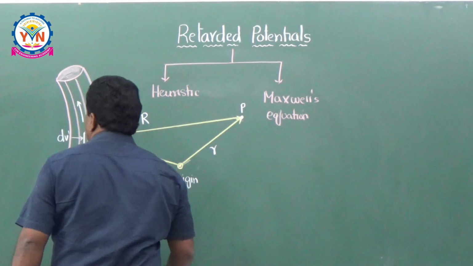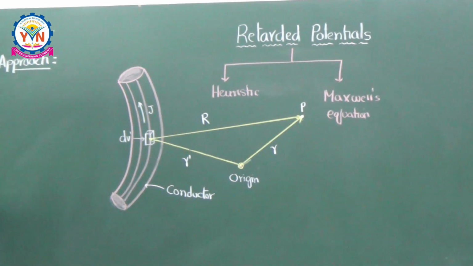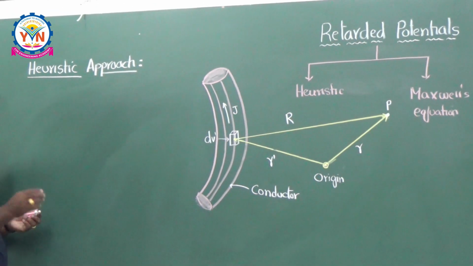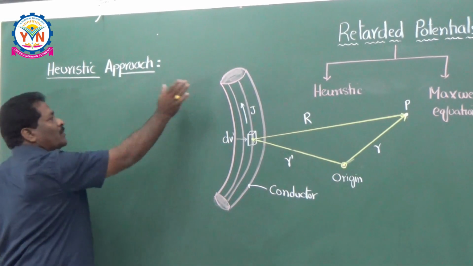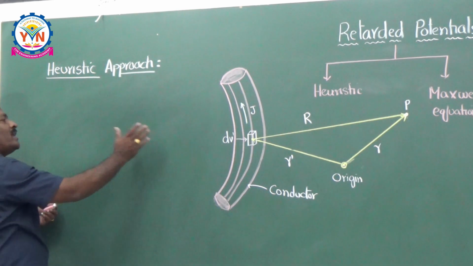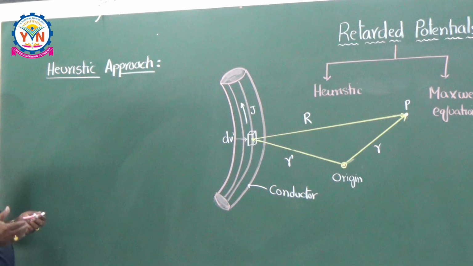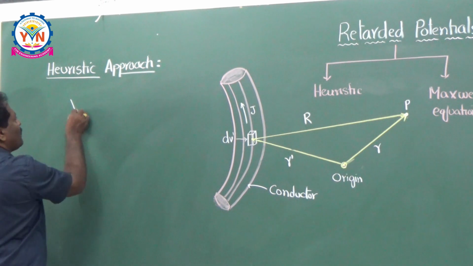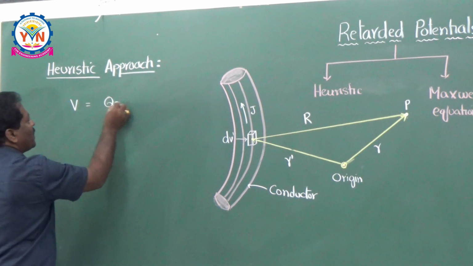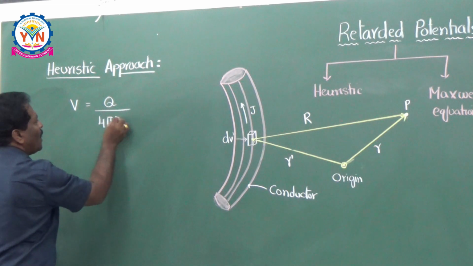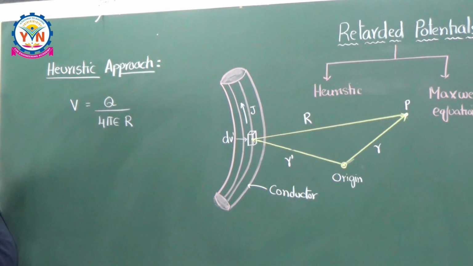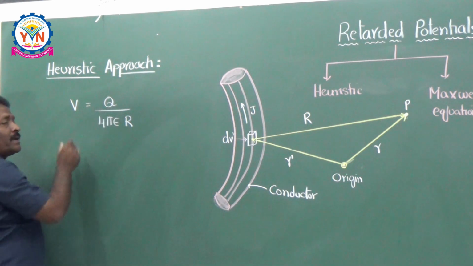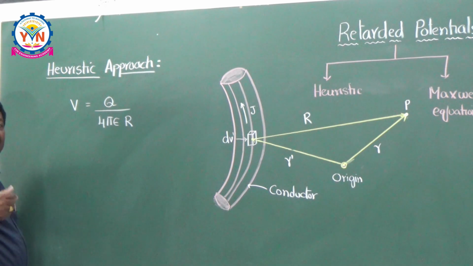In this heuristic approach, which is nothing but a logical approach, it is meant for estimating the equations of these retarded potentials. In order to understand it very clearly, let me recall the concept of the potential of a point charge. Already you know, the potential of a point charge V is equal to Q divided by 4 pi epsilon into R, where R is the distance between the source and the observation point. In this equation, Q is nothing but a point charge, which is a theoretical charge.